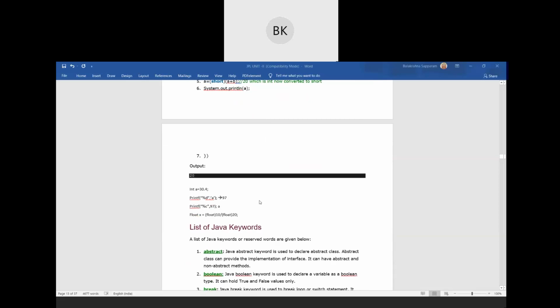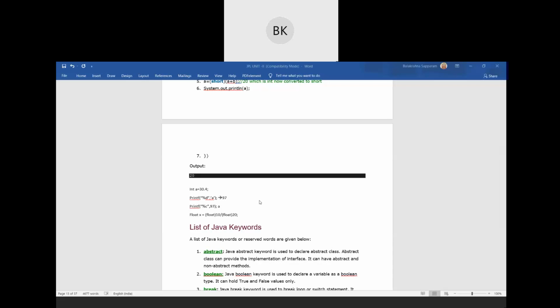Actually, in any programming language, we have two types of conversions. Conversion means you have to convert from one data type to another data type. Sometimes we need the conversion, I will tell you when. We have two types of conversions: implicit conversions and explicit conversions.